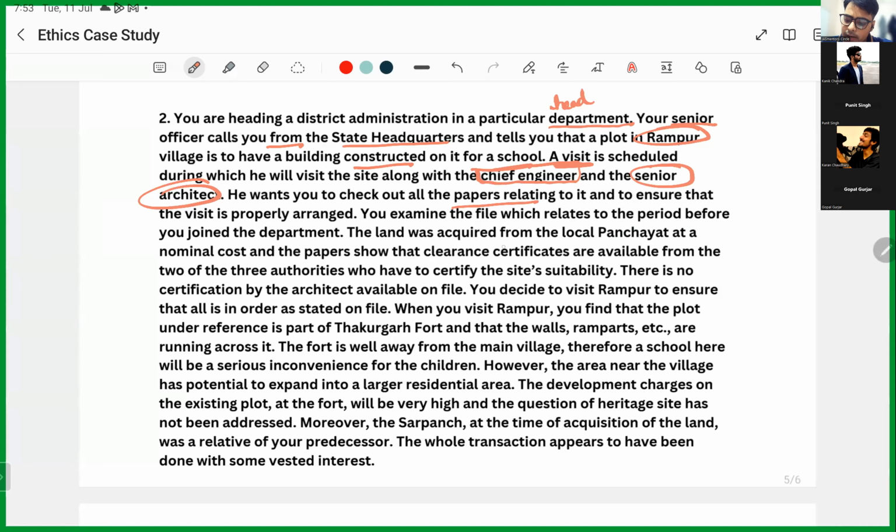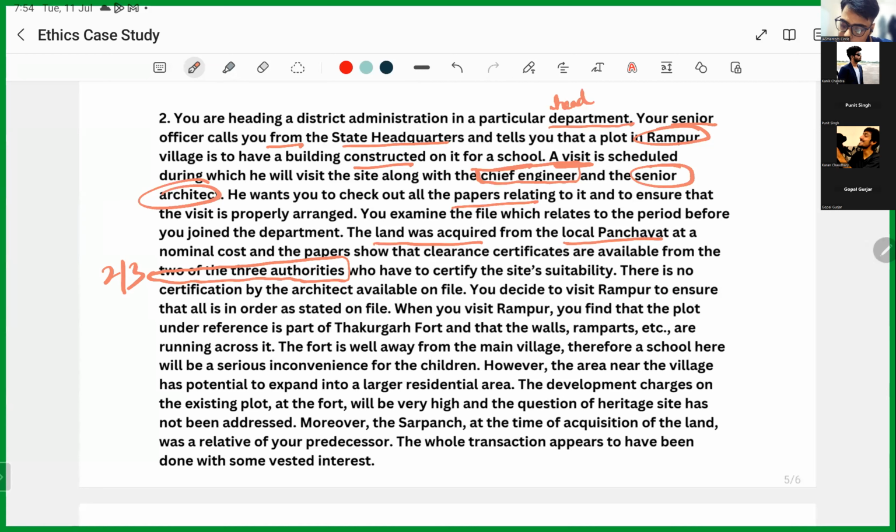The land was acquired from the local panchayat. Land acquired, local panchayat. These two words will ensure, here I understood, at a nominal cost, and the papers show that the clearance certificates are available from 2 of the 3 authorities who have to certify the site suitability. 2 of 3. A problem has come up here, I will write it this way too, just to ensure there is no difficulty from forgetting.